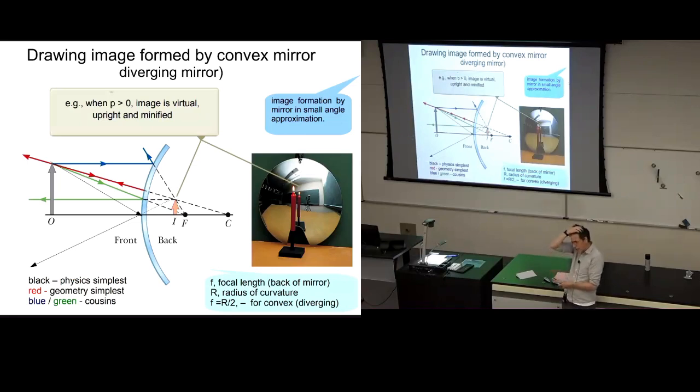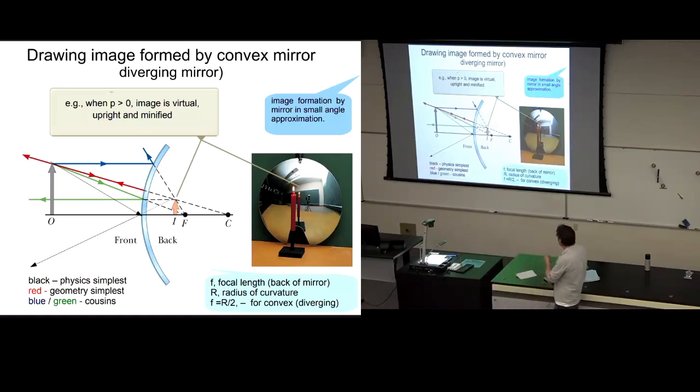What was the second ray I drew? I think I drew the ray that I claimed was the geometrically simplest ray. It's the ray that heads towards the focal point. Now, here's a key point. This is a very important point. For the concave mirror, the focal point was positive and in front of the mirror. It was on the silver side where the light is. For the convex mirror, the focal length is negative. It's on the back side of the mirror where the light can't exist.